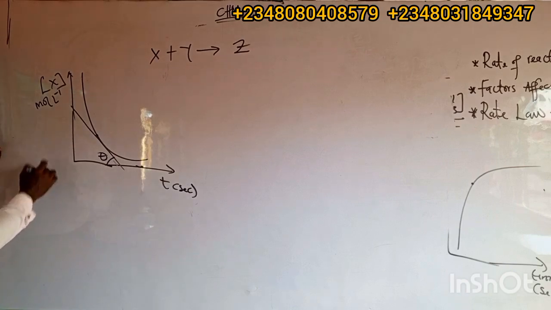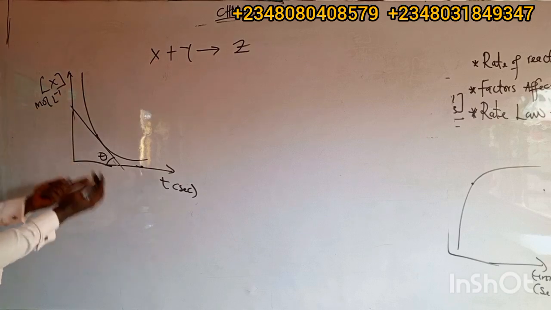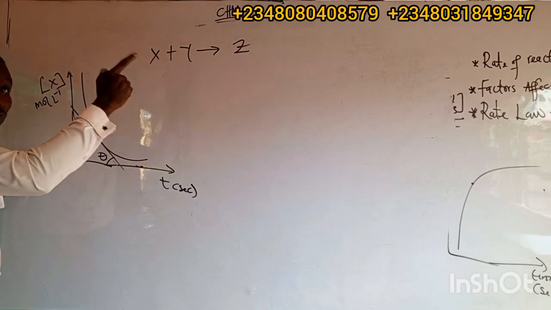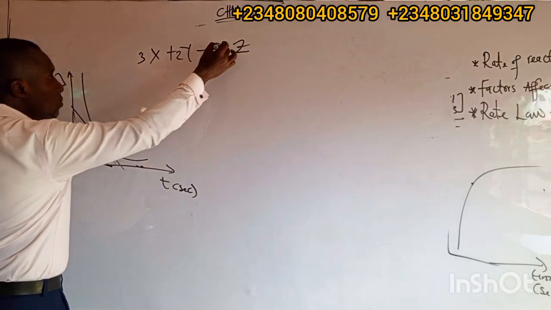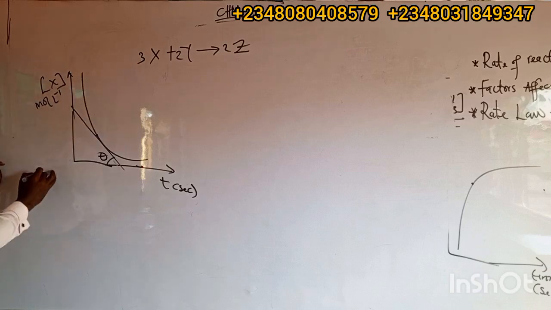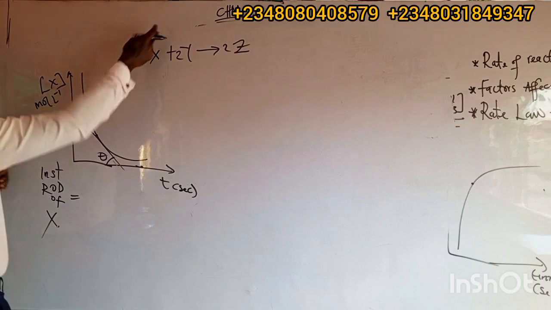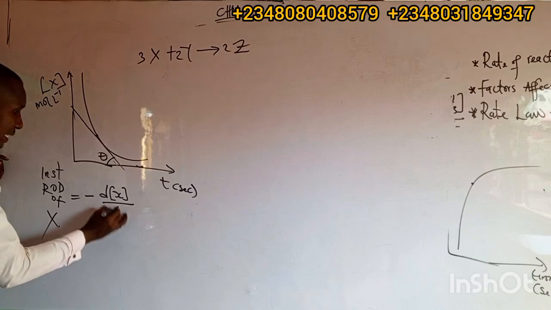Then what is slope? You know that this is disappearing x. That means the instant rate of disappearance. Express this instant rate of disappearance. Instant rate of disappearance of x equal to, because it's decreasing in concentration, minus dx dt.